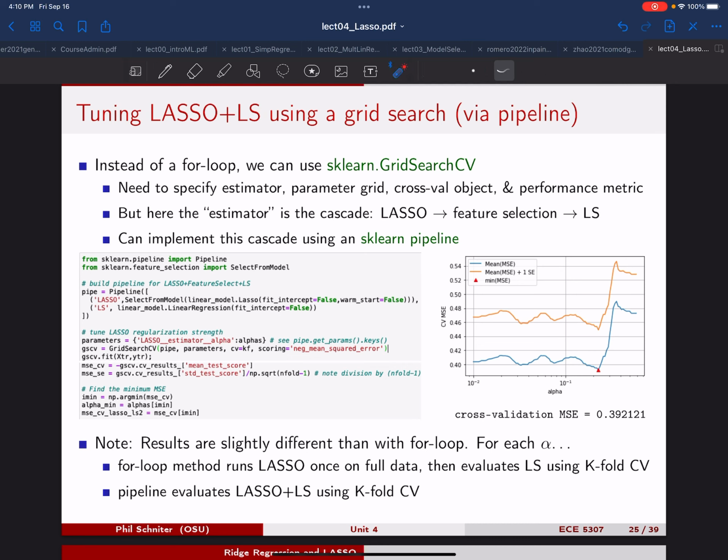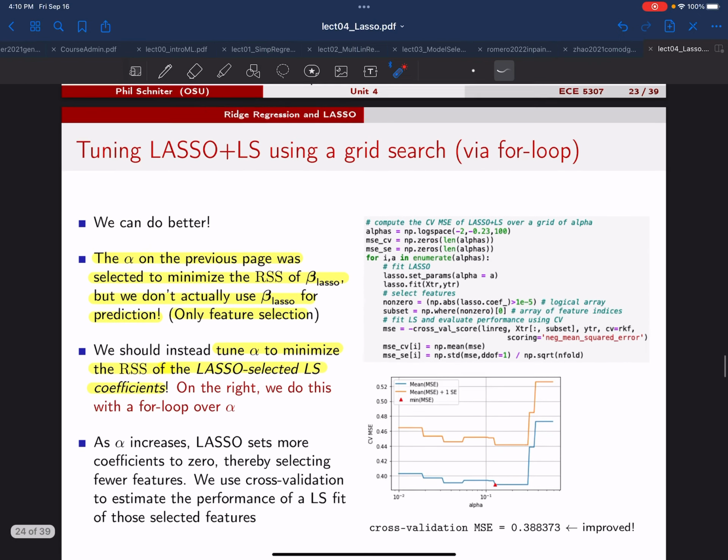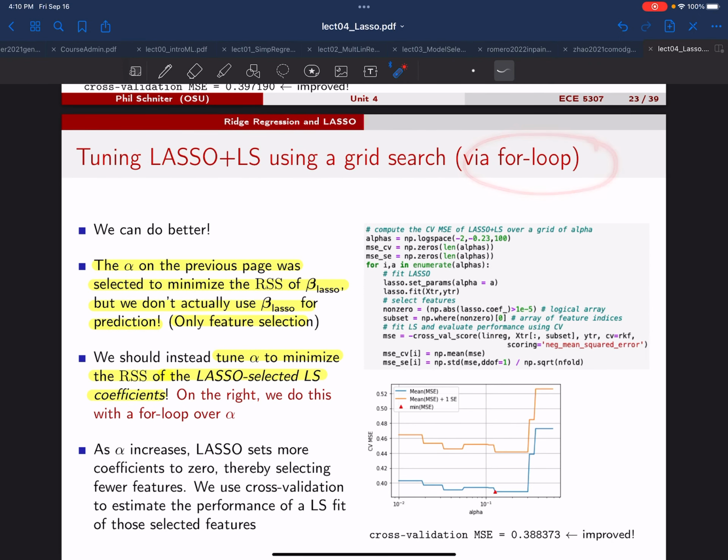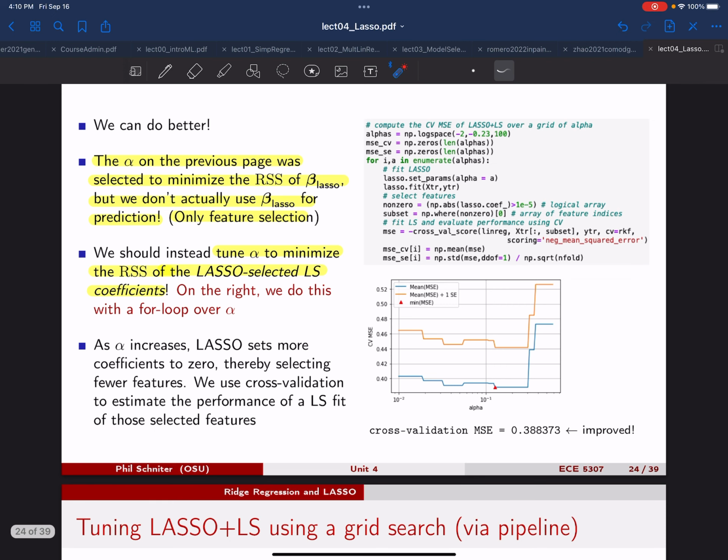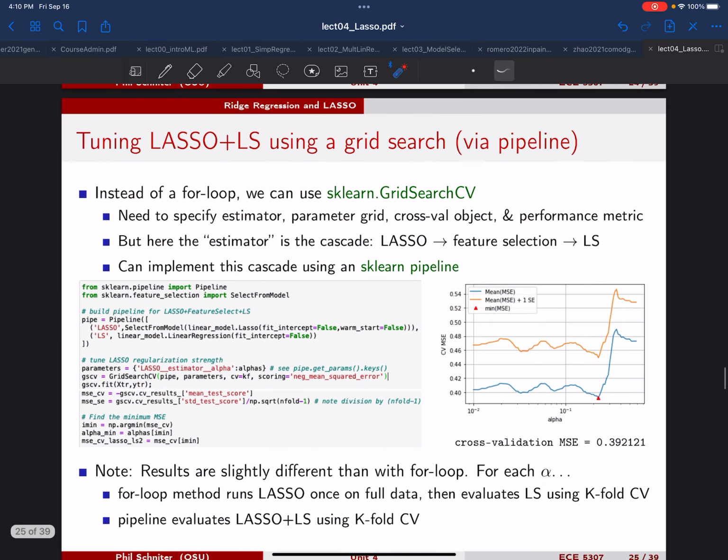If you remember, we have these two different ways of tuning lasso plus least squares. You use lasso to figure out which coefficients to select, and then you use least squares to fit the coefficients. There's this pipeline approach, and then there was also a different approach which used a for loop. One thing that was a little bit counterintuitive was that the performance with the for loop approach was slightly better than the performance with this pipeline approach. But then I had the idea, well, maybe if we use the one standard error rule, it might work better.